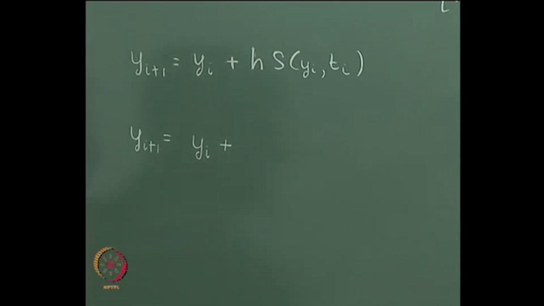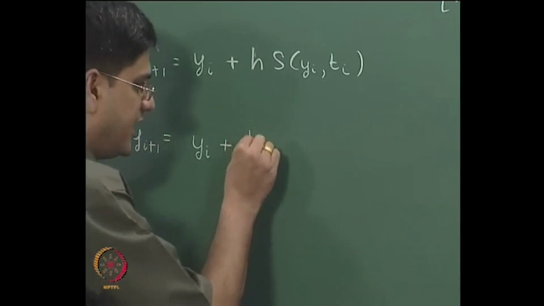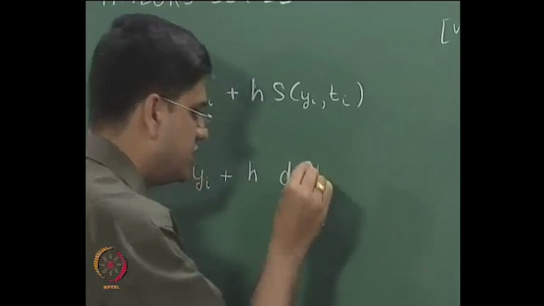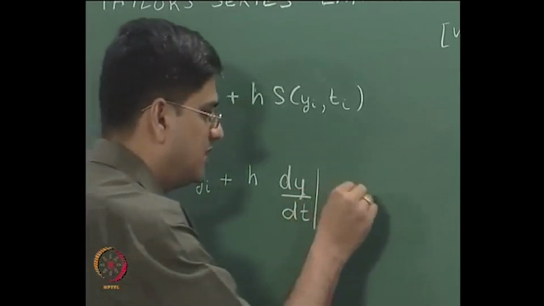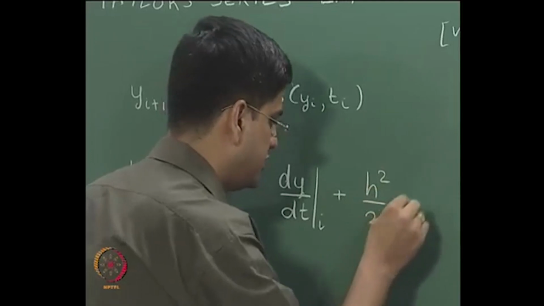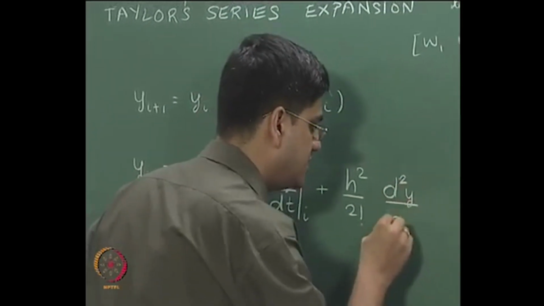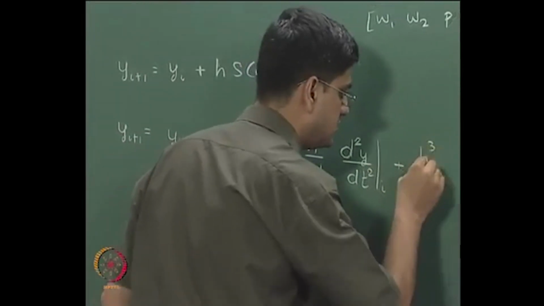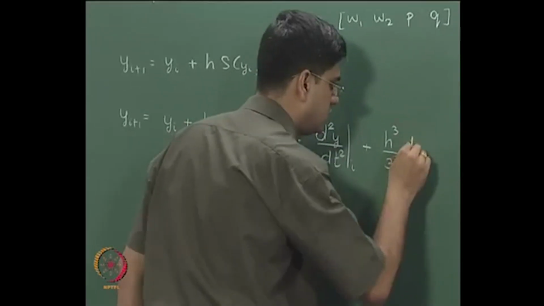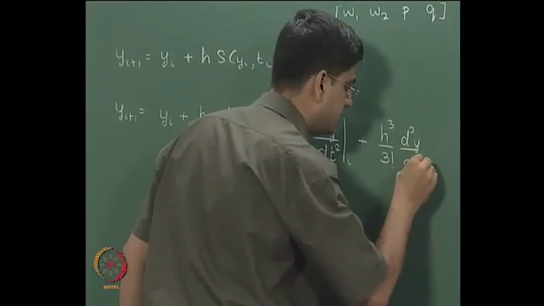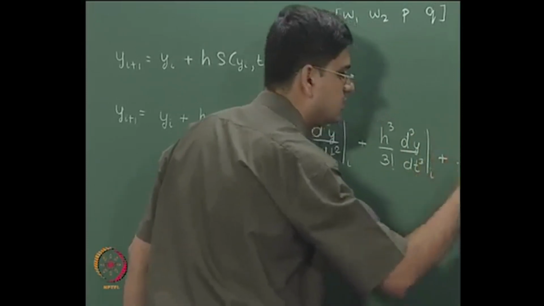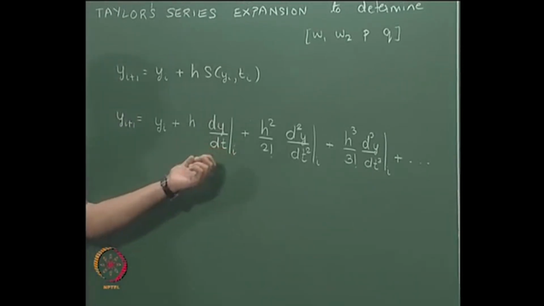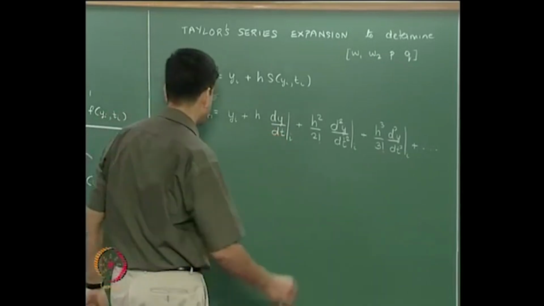So yi plus 1 is going to be equal to yi plus h multiplied by dy by dt computed at i, plus h squared by 2 factorial d squared y by dt squared computed at i, plus h cubed by 3 factorial d3y by dt3 at i, plus so on and so forth. Okay. Now dy by dt computed at i is nothing but f of yi comma ti.